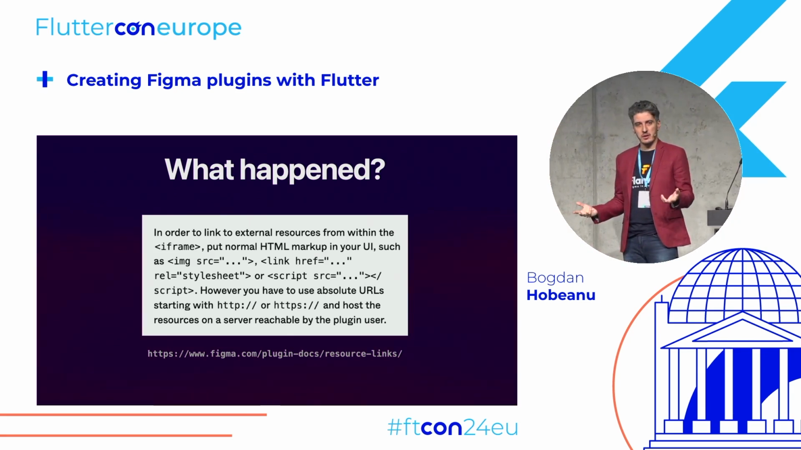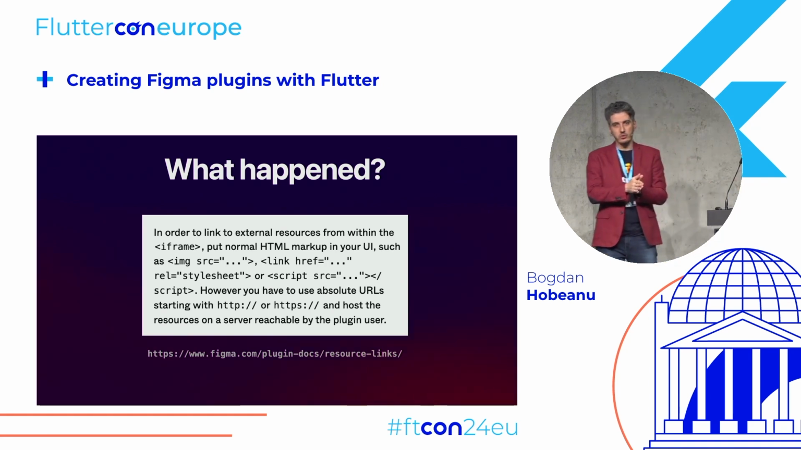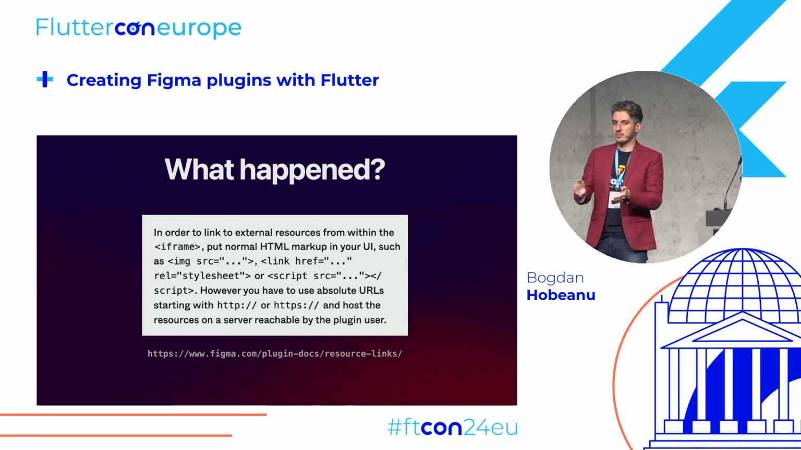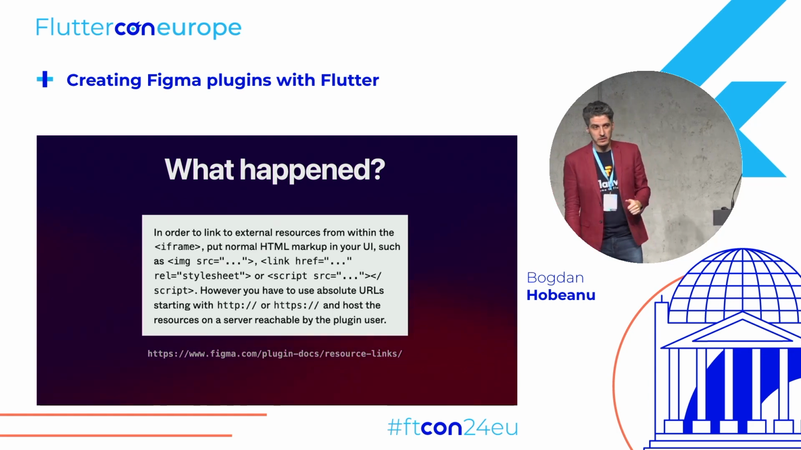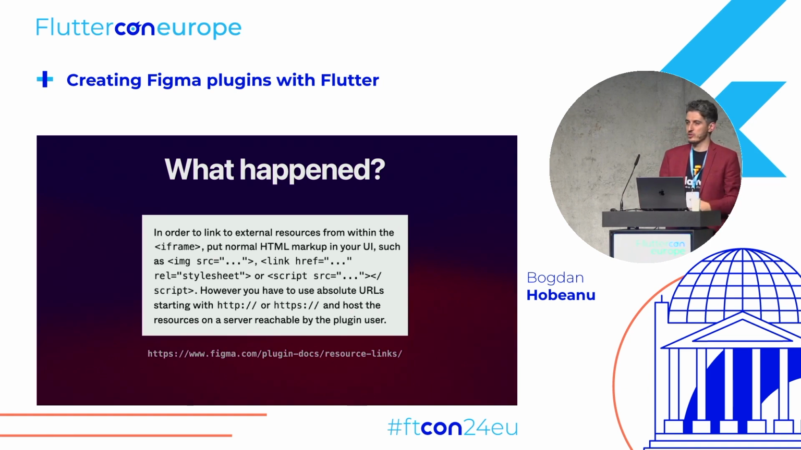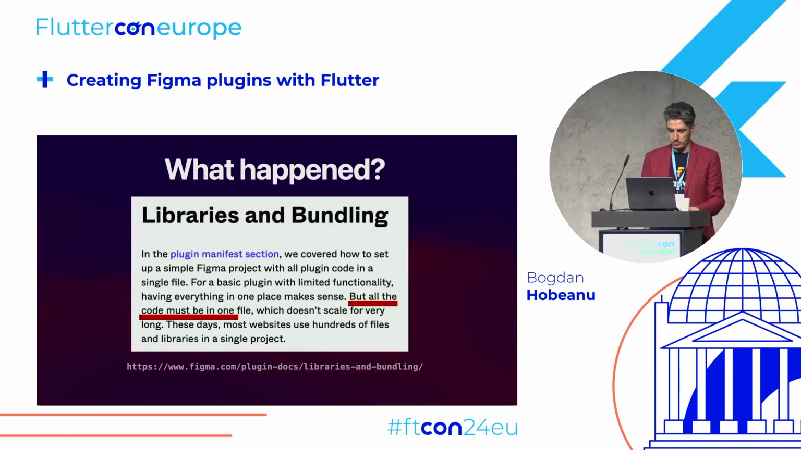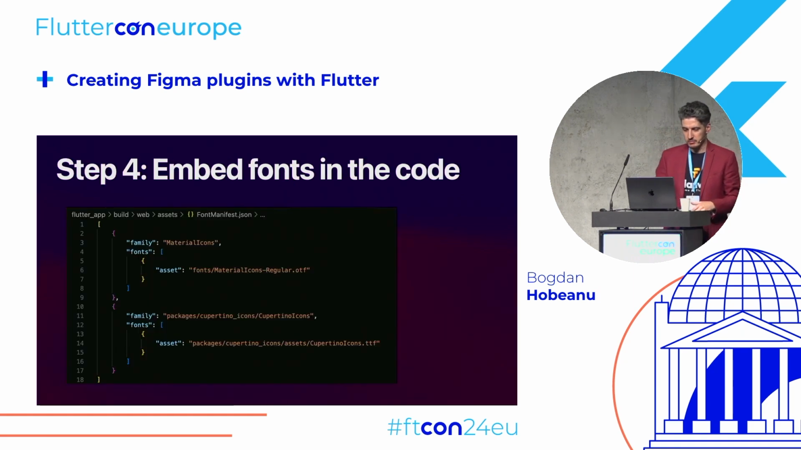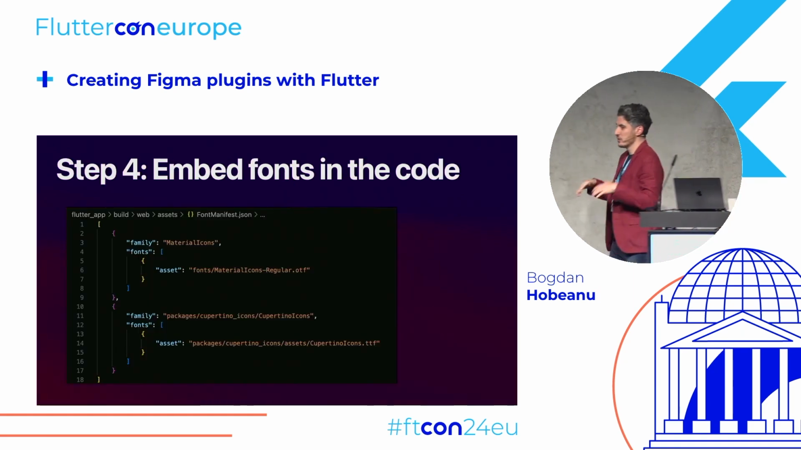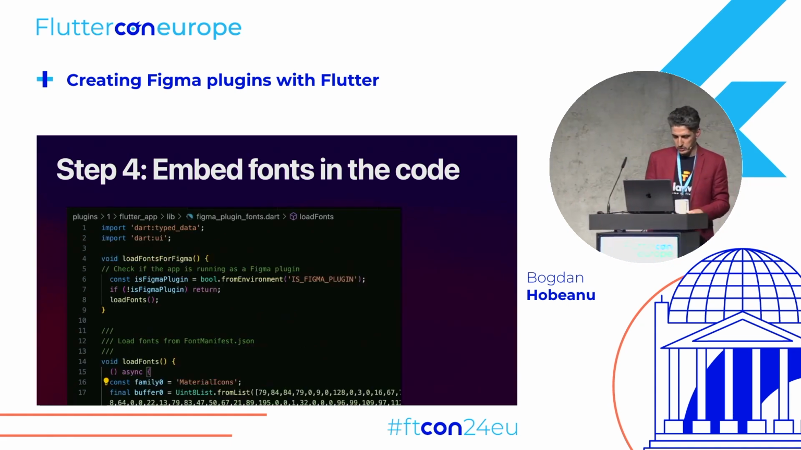But if you build a web app with Flutter, you know that the fonts are contained in an assets folder. So they are loaded as local files. So then our question is, how do we go from those local files to something that can be loaded by the Figma plugin? And one really cool thing about Flutter is that you can also express resources as code. As I said, the code must be in one file. And the way to use the fonts is to embed them in the code. And I'll show you in the next slide how we do that.